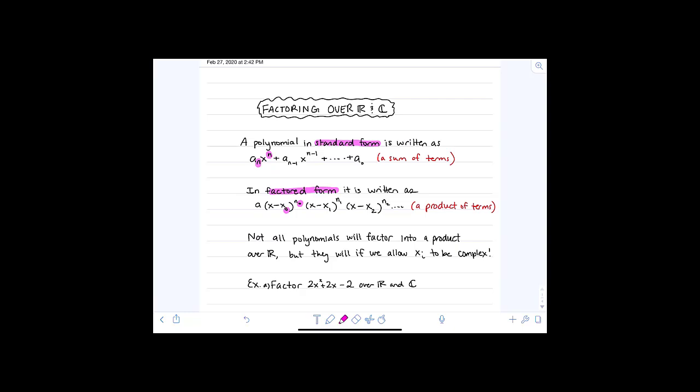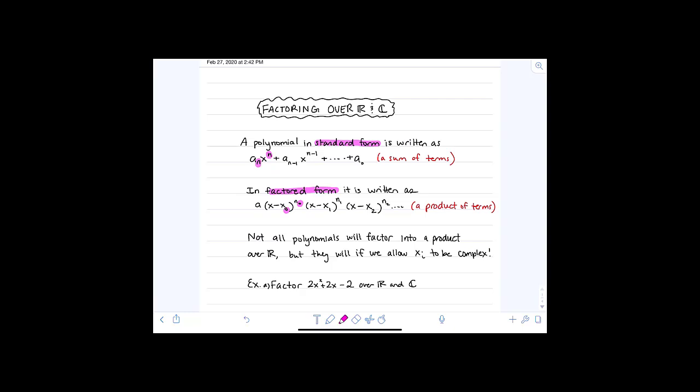So in this particular factored form, written very formally, your zeros would be x sub 0, x sub 1, x sub 2. And as we learned earlier, zeros go with factors. So the zeros would be matching with the x minus x sub 0 factors. Okay, so the main thing to notice is that the factored form is a product of terms and the standard form is a sum of terms.